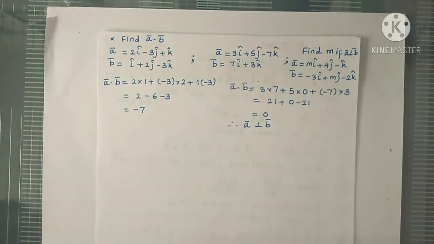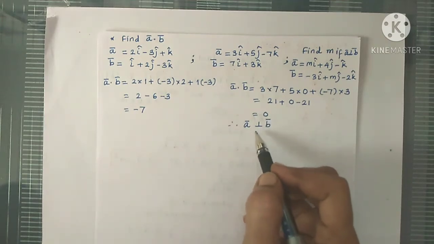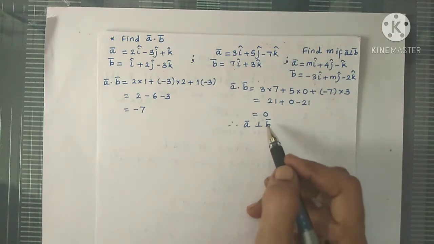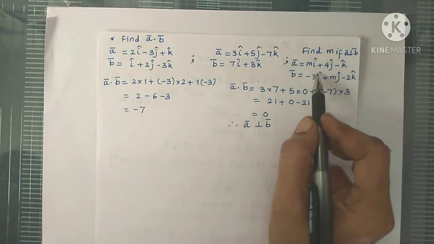So they may ask the question: find a bar dot b bar and interpret the result. So finding a bar dot b bar carries 1 mark and the interpretation carries another mark. So this question carries 2 marks. Okay. So let's solve the third one.